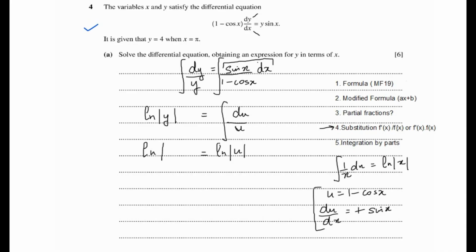ln modulus y on the left, and then add a plus c. I'm also going to replace the u with 1 minus cos x. Since our integration is done, ln modulus y.